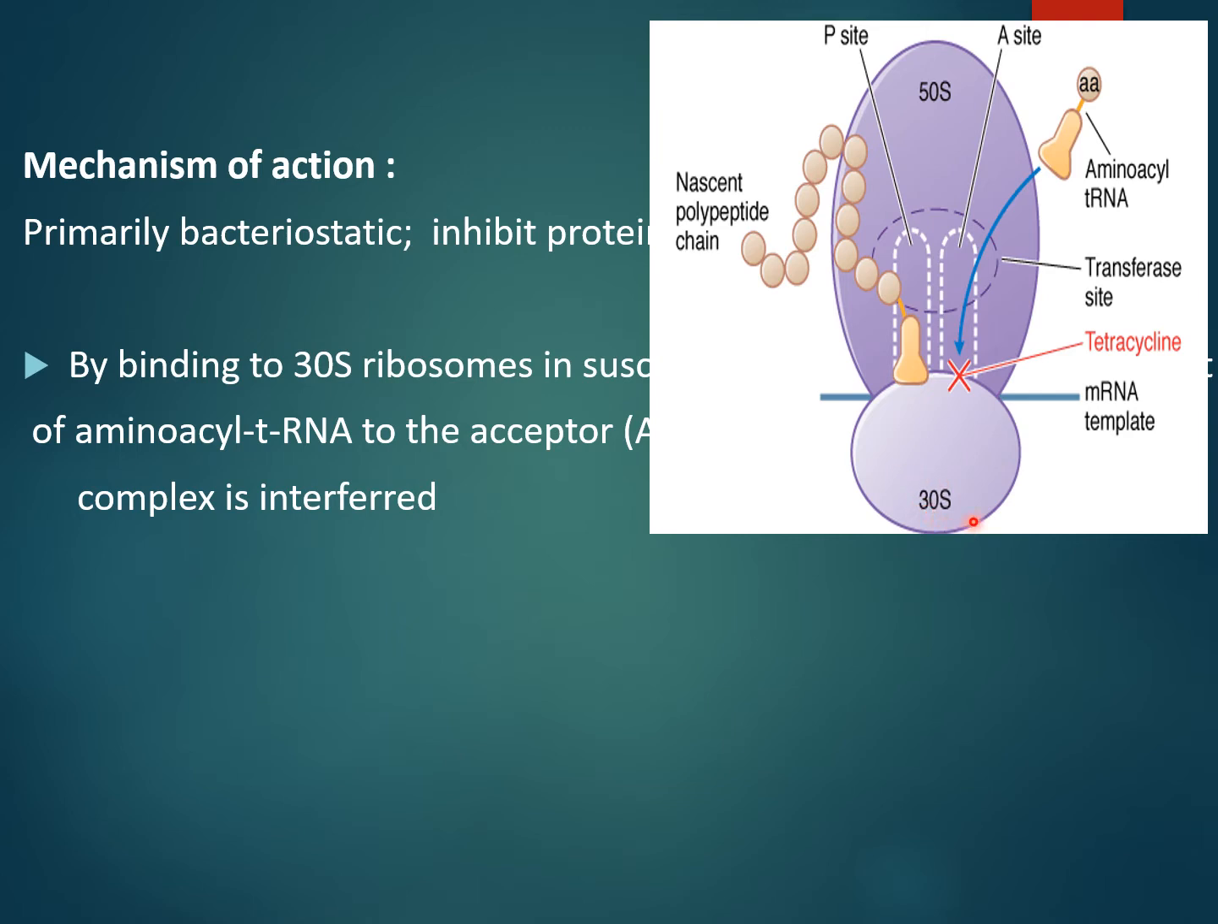Here you can see the prokaryotic ribosome contains 50S and 30S subunits. And here mainly there are two sites. The A site or aminoacyl tRNA site, also called the acceptor site. And the P site, called the peptidyl site. Coming to the mechanism of action of tetracycline, they bind to the A site where the aminoacyl tRNA binds. So by blocking the binding of aminoacyl tRNA to the 30S ribosome, tetracyclines interfere with protein synthesis, and these are bacteriostatic drugs.